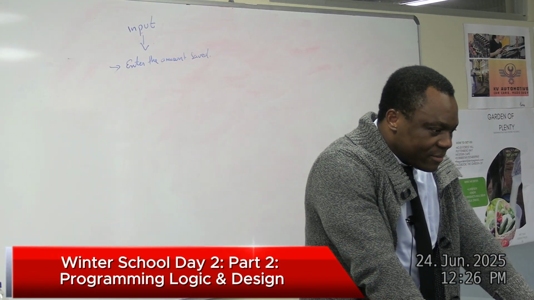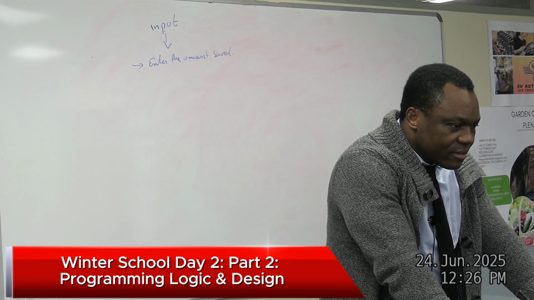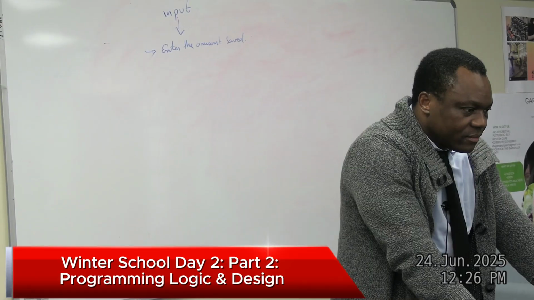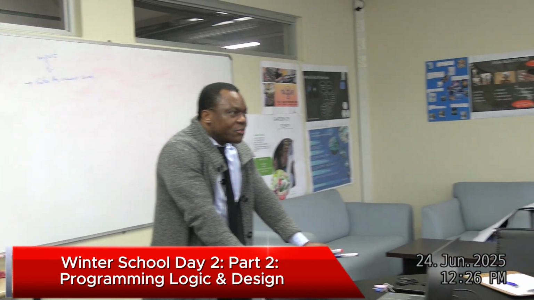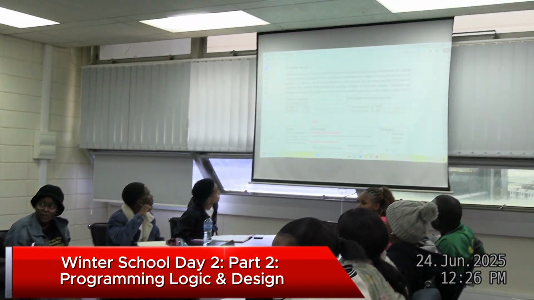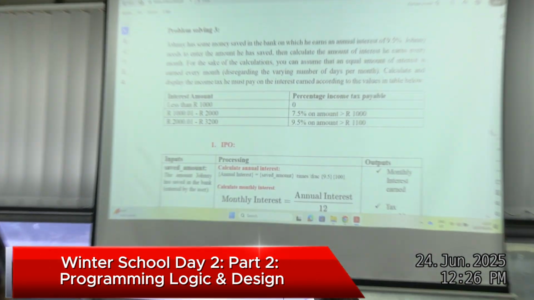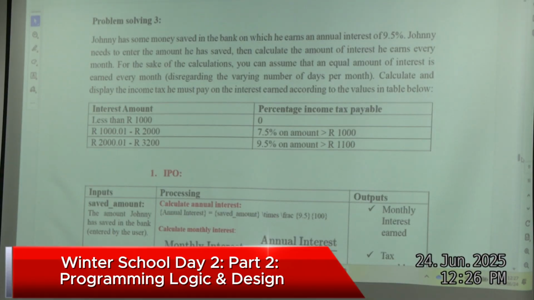What do you think about that? Enter the interest. How are you going to formulate it? Enter the interest. Which interest is that? Is it per month? Per what? We see on the first line: enter the amount saved. Enter the interest earned per year. Isn't it? Are you there with me?